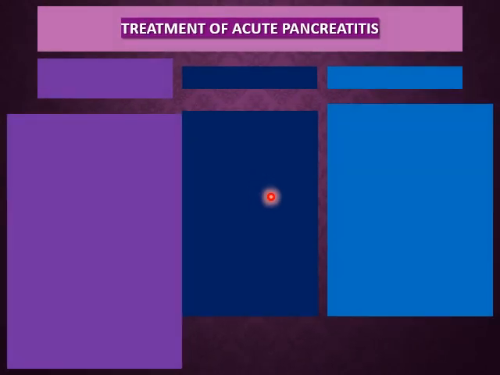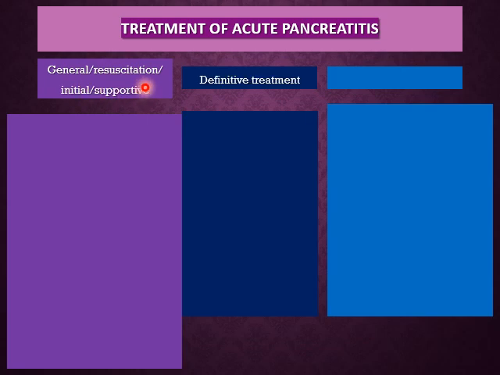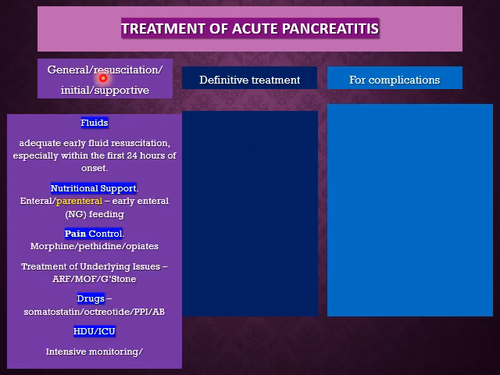Treatment of acute pancreatitis. First, we have the general resuscitation or initial supportive treatment. Then you have the definitive treatment, either surgical or medical, and then treatment for complications. Under the general treatment, resuscitation, and initial supportive treatment, you have replacement of fluids. Adequate early fluid resuscitation, especially within the first 24 hours, is very, very important.